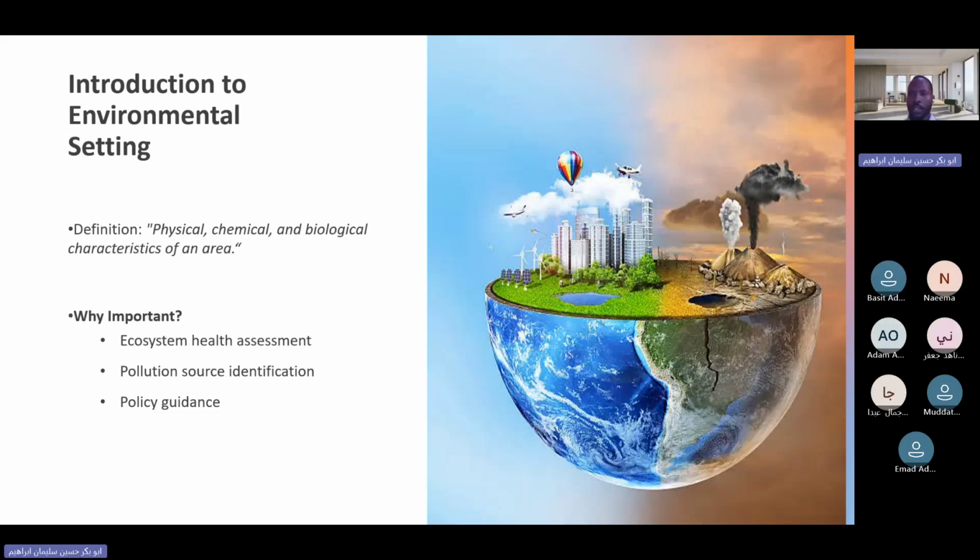To establish any project, it's very important to see the environment of that place where you are going to develop your project. As I also mentioned, the environmental setting includes the physical characteristics of that area, the chemical characteristics of that area, and additionally the biological characteristics of that area. You can see all these characteristics when we are studying the setting.